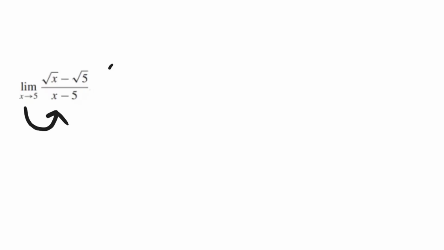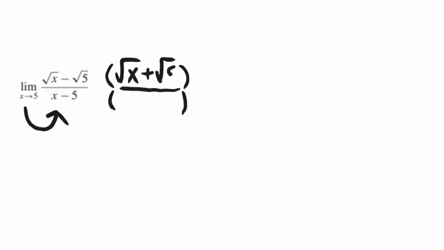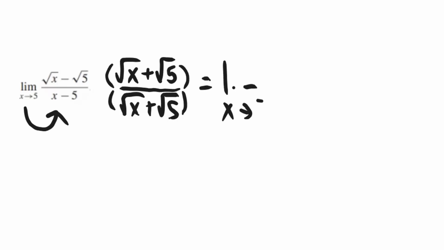The conjugate is formed by taking the two terms that are being added or subtracted with the radicals and changing the sign in between. So we would have square root x plus square root 5, and then you have to multiply by that over itself because you want to essentially multiply by 1, and this fraction is equivalent to 1. Now we would have the limit as x approaches 5.